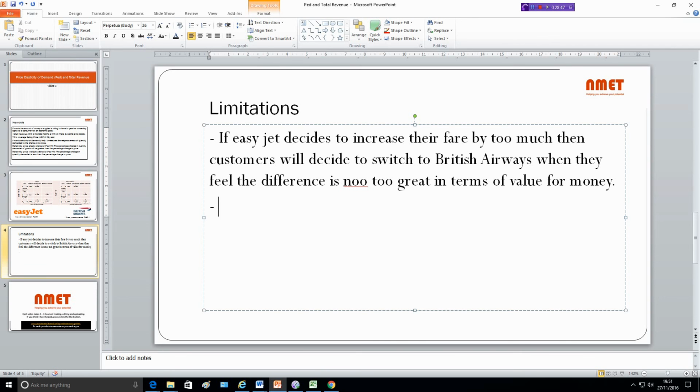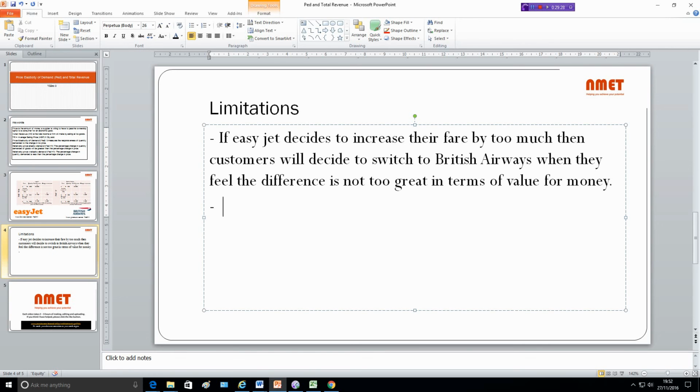Another limitation in terms of PED is there are other factors that the firms need to take into account. The state of the economy. If British Airways decides to reduce their prices, but the economy is doing extremely well, and people can actually afford more, are they actually cashing in on it, or are they losing out on the money? They're losing out on the money, isn't it?